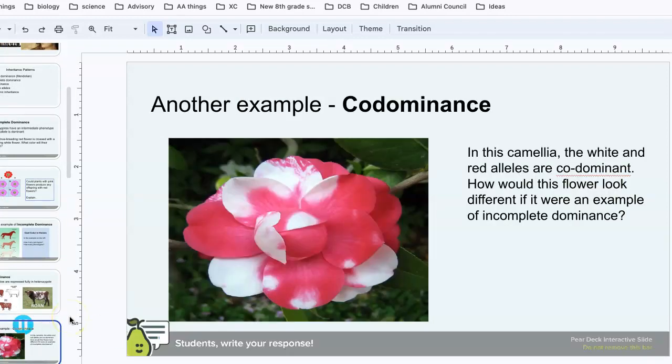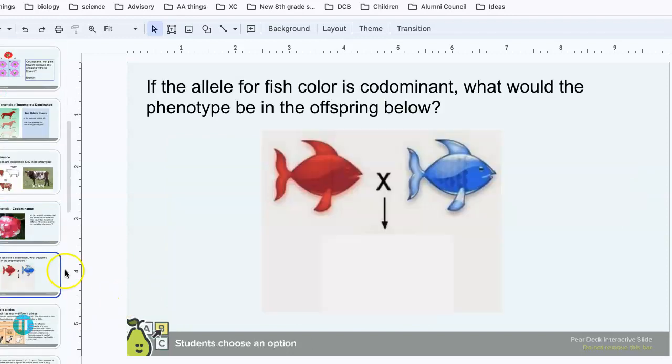Another example of codominance, once again, the polka dot. In this camellia, the white and red alleles are codominant, which means that they both pop up. There is no dilution. If it was incomplete dominant, we would have probably a very light pink, if you could imagine, because instead of having these splotches, they would blend together into an incomplete dominant situation.